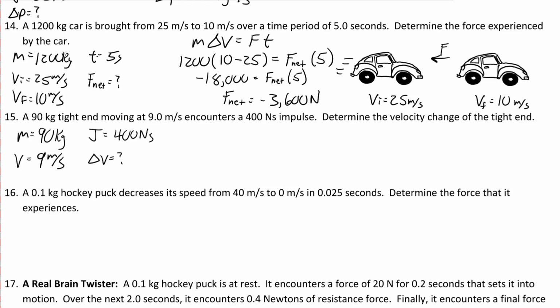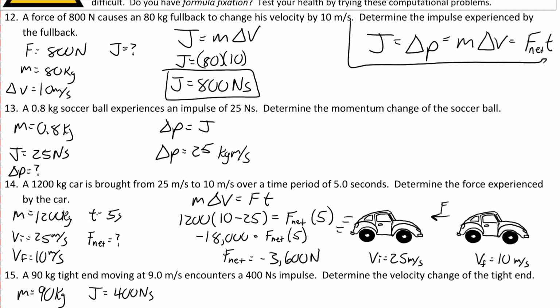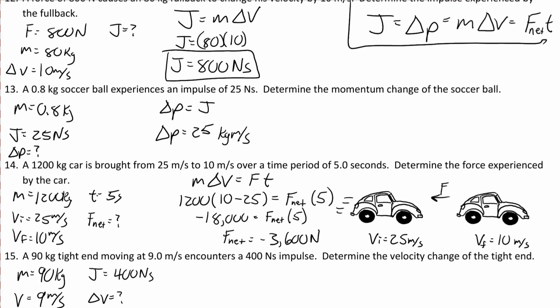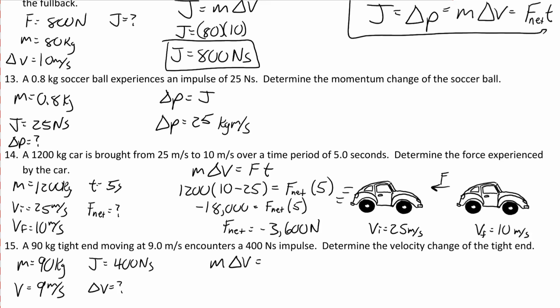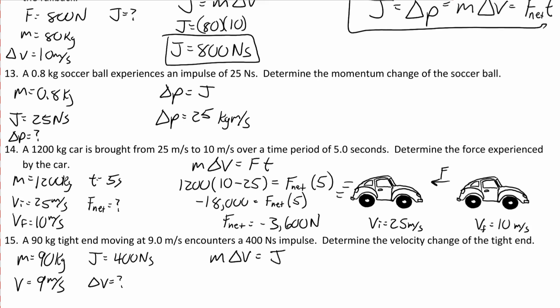Okay, so we're looking for delta V. So we have to figure out which part of the Impulse-Momentum Theorem has delta V. And it looks like this piece does. And luckily we have the mass, so we're in business. We could definitely use m delta V in our equation. And they also tell us the impulse. So we can just use the J part of the equation there. And that's how I would solve this one.